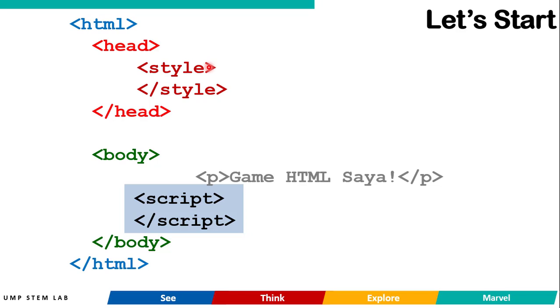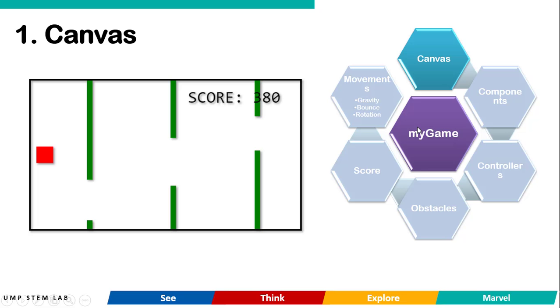Recall that a general HTML code contains the following items: HTML, head, and body. Styles are placed within the head, while the body contains the information to be displayed. And JavaScript is placed between the script tags in the body. First, we will look into the HTML canvas.